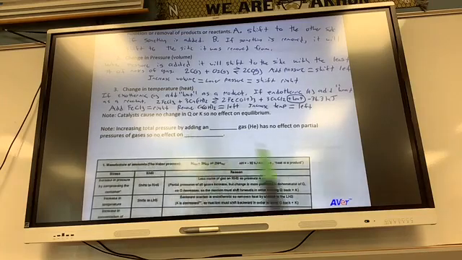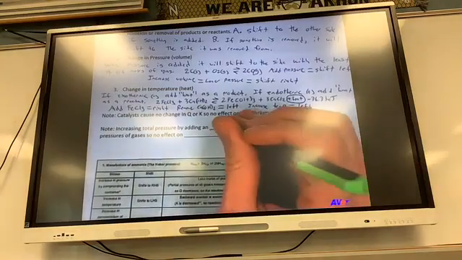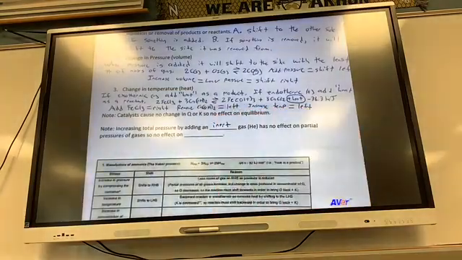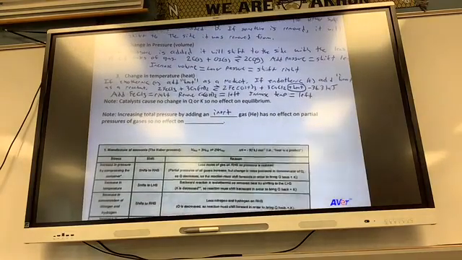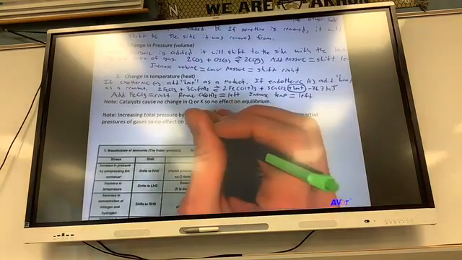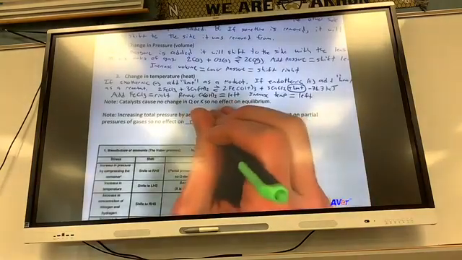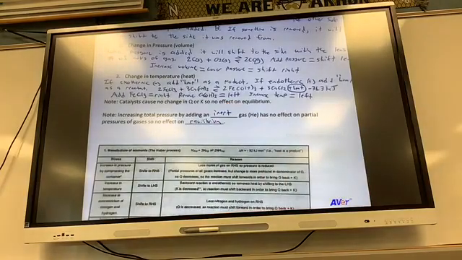Increasing the total pressure by adding an inert gas, this is super important. If something is inert, what does that mean? It doesn't react. That will have no effect on the partial pressures of gases, therefore no effect on the equilibrium. So, if an inert gas is added, it doesn't change anything. It doesn't react. It doesn't change your equilibrium.